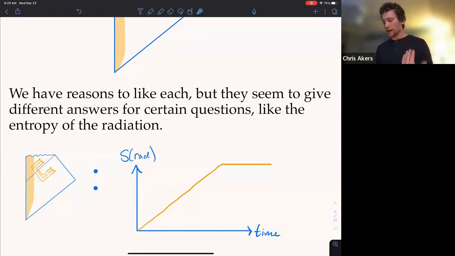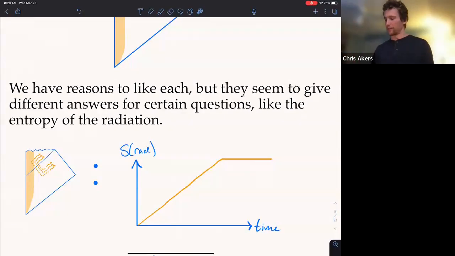At time t equals 0, right when the black hole is formed, there's no exterior radiation, and so its entropy is 0. But as more and more radiation comes out, the entropy keeps going up and up and up. And that happens forever as long as the black hole is still around. It keeps radiating and the entropy keeps going up. Eventually, the black hole finishes radiating because it has disappeared, and so the entropy plateaus at whatever it ended up at.